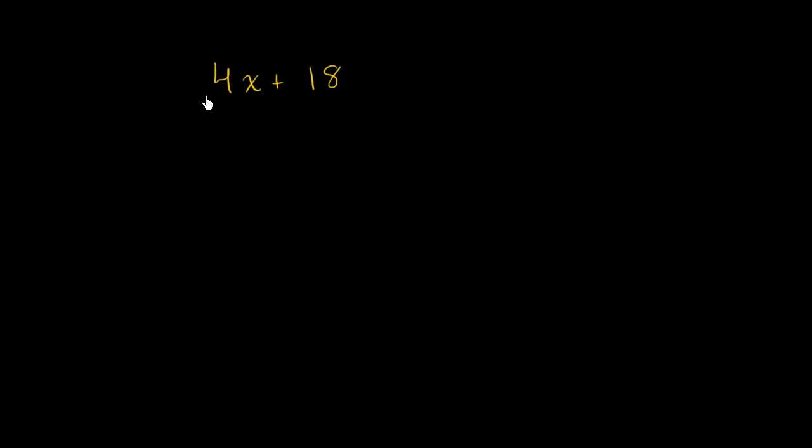So for example, what is the largest number, or I could really say the largest expression, that is divisible into both 4x and 18? Well, 4x is divisible by 2 because we know that 4 is divisible by 2, and 18 is also divisible by 2. So we can rewrite 4x as being 2 times 2x. If you multiply that, it's obviously going to be 4x. And then we can write 18 as the same thing as 2 times 9.